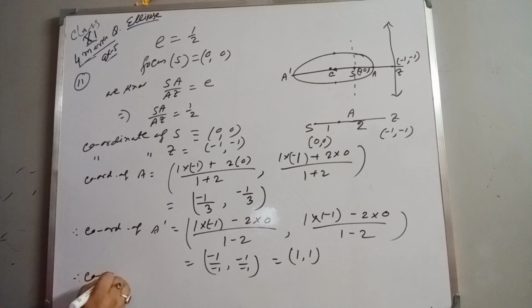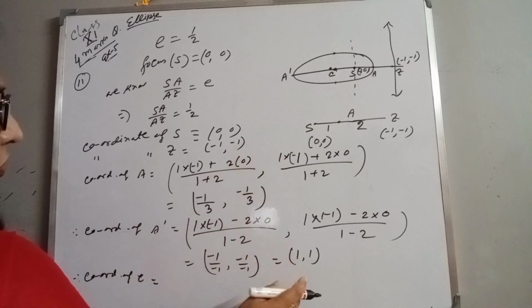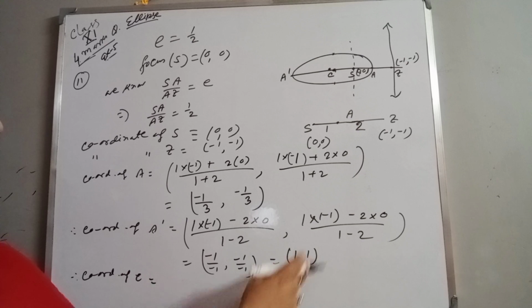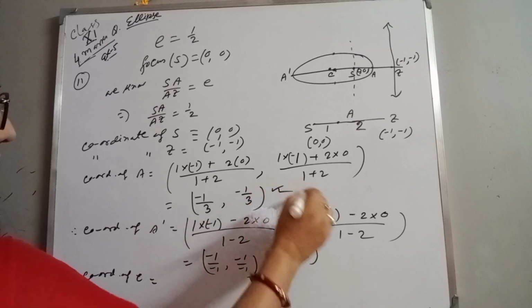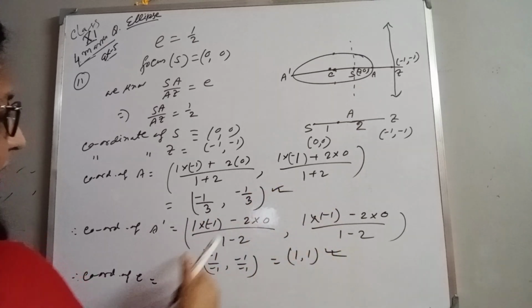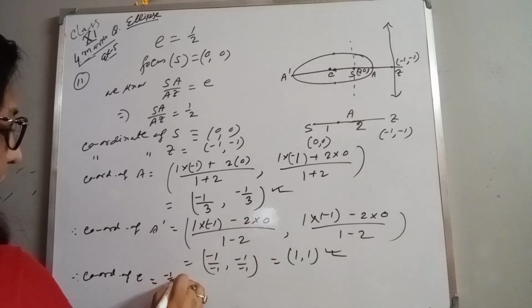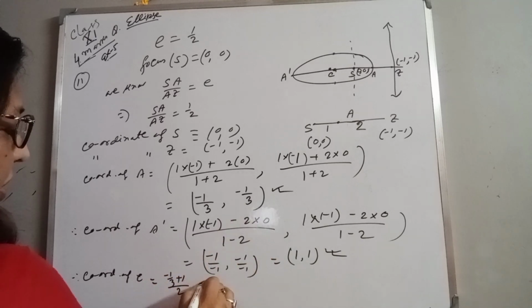The coordinate of C means the center of the ellipse, so it will be the midpoint of A and A dash. What is the coordinate of A? This is the coordinate of A, and this is the coordinate of A dash. So let us add: minus 1/3 plus 1 by 2, and here also minus 1/3 plus 1 by 2.